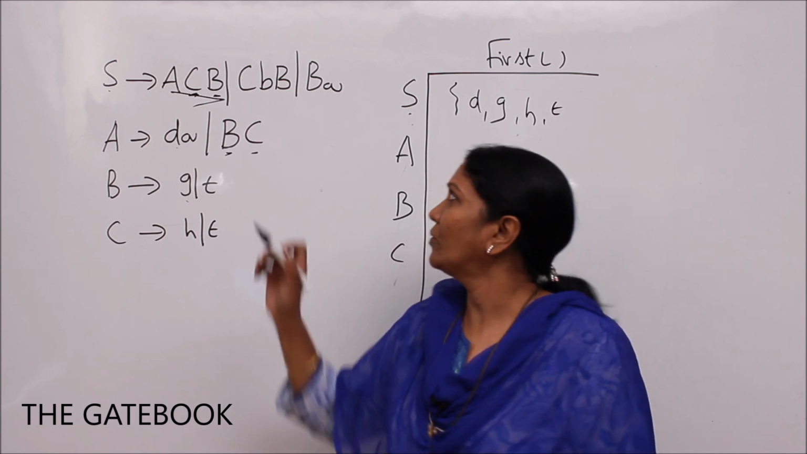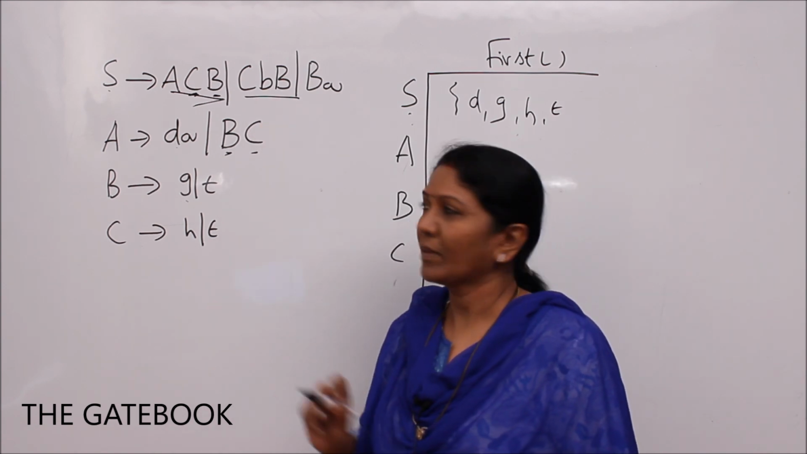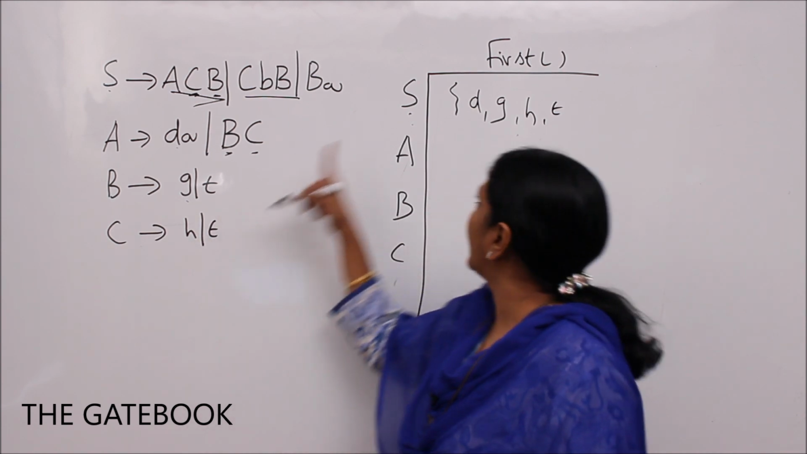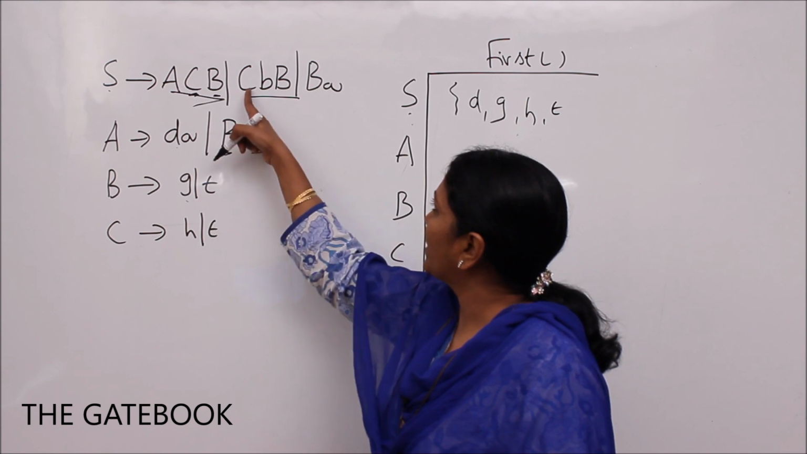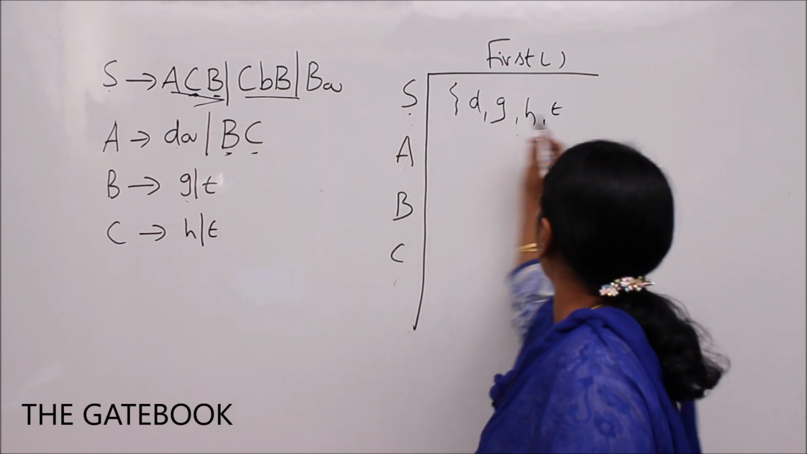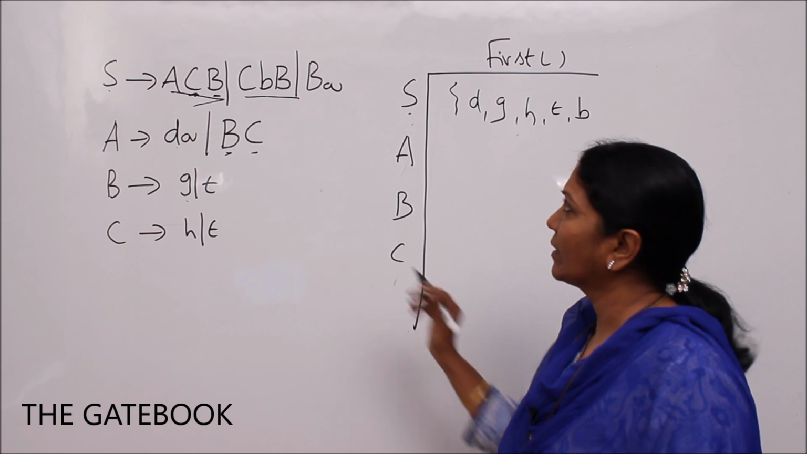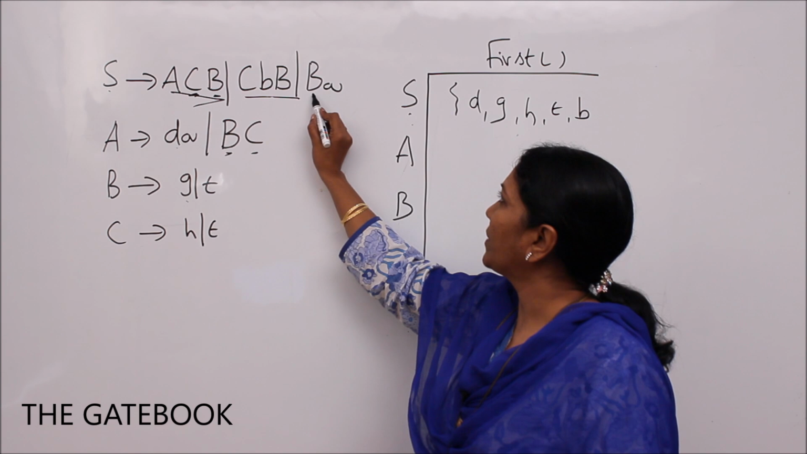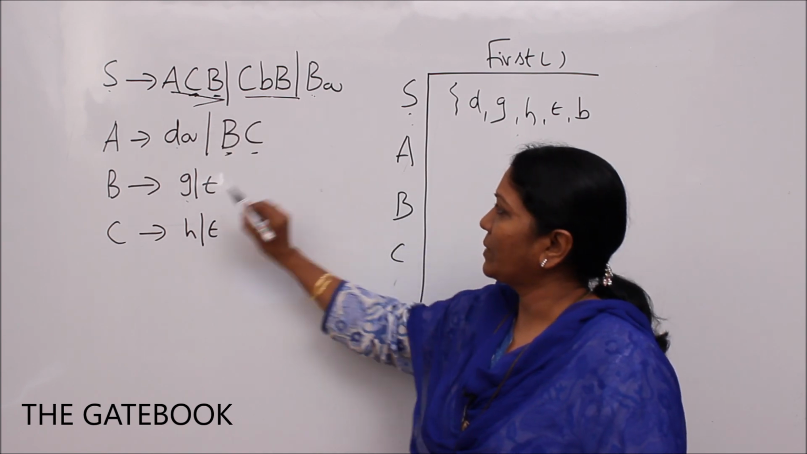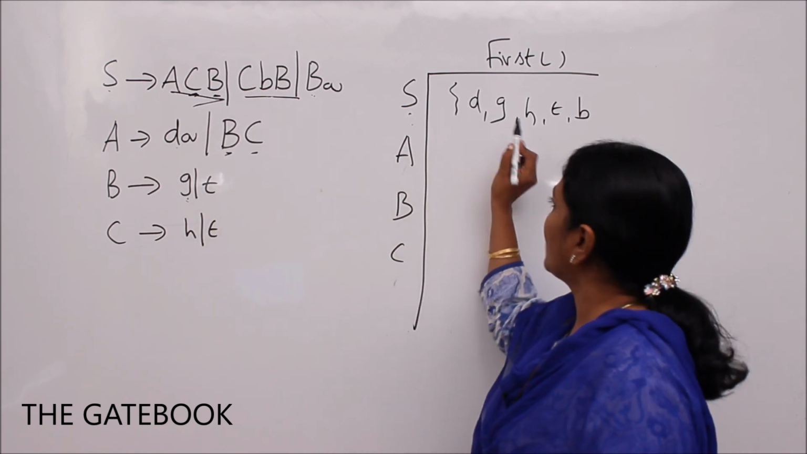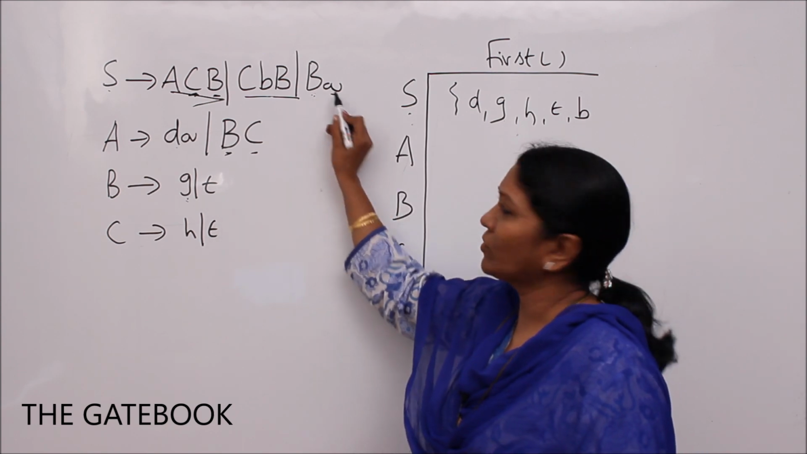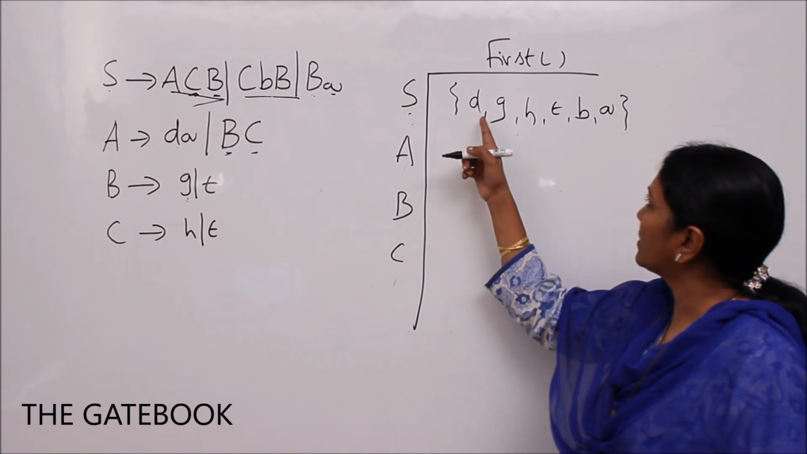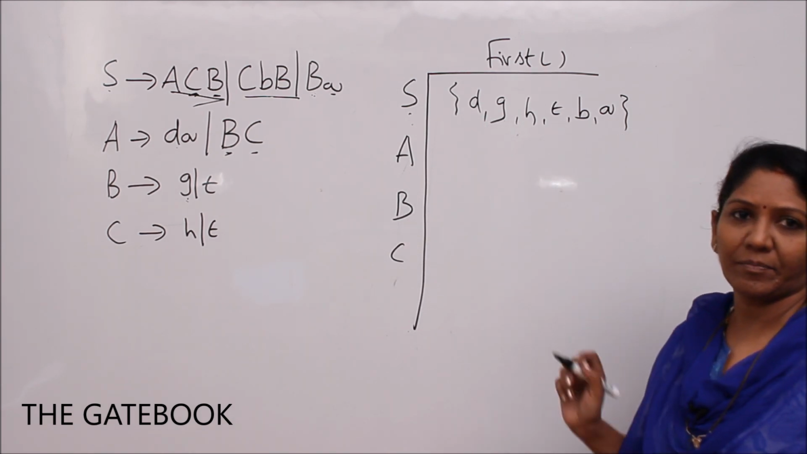Now let's apply the rule for the next alternative C, D, B. So first of S is first of C. First of C is H. It is already there. Now because of epsilon it continues with B, hence add B. That's it. Since it is ending with a terminal, no need to continue further. Now coming to this, first of S is first of B. First of B is G. G is already added. Because of epsilon, now it continues with the next symbol. Hence add the next symbol. So now the total set is D, G, H, epsilon, B, A.